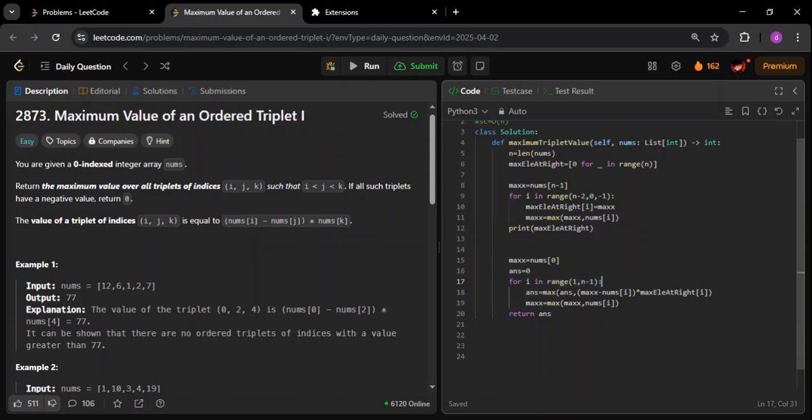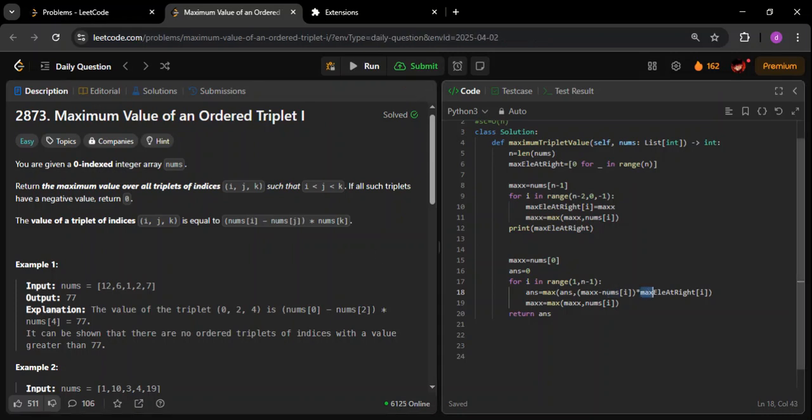Now what I'm doing, answer is equal to max of the previous answer, comma, now this is the value that we are going to calculate. So please pay attention to what we are doing. I'm doing max minus nums of i. What is max? Max is basically, among the values we have seen till now, the max value. That is going to be max minus nums of i. This nums of i is basically going to represent your nums of j. As simple as that, right?